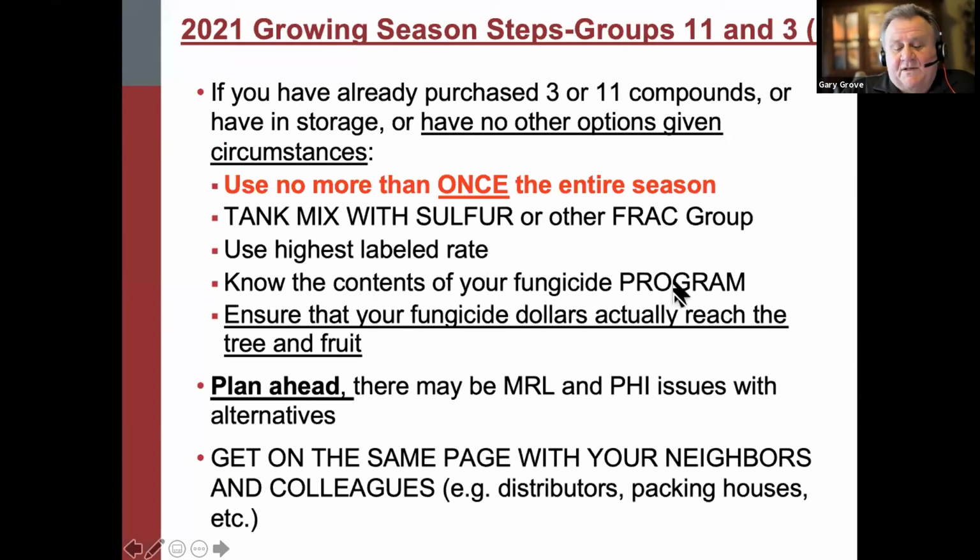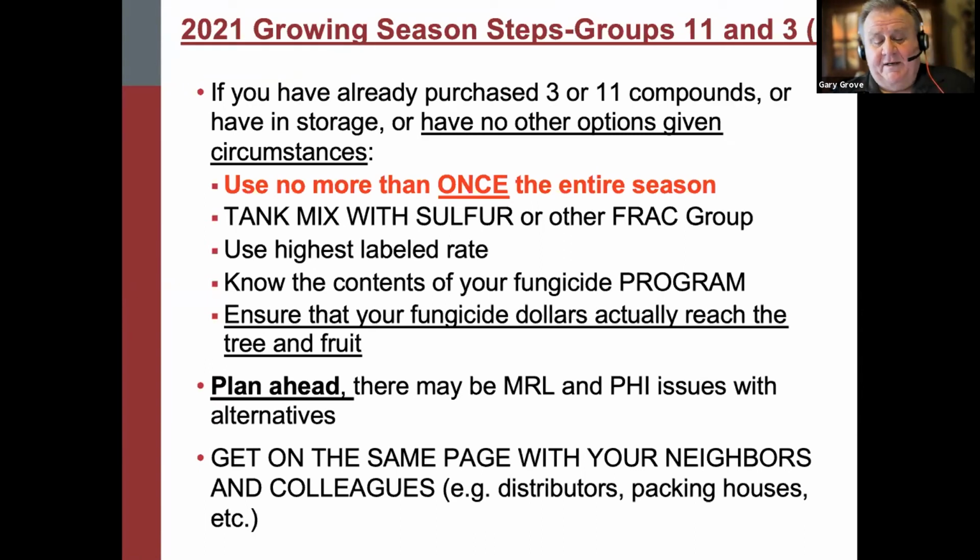Know the contents of your fungicide program. This is particularly important with the premixes and if you get a fungicide recommendation that's only a trade name. You also need to have the common name of the chemical and also the FRAC group number when you look at your season-long program risk. Ensure that your fungicide dollars actually reach the tree and the fruit. Again, coverage and calibration is extremely important.